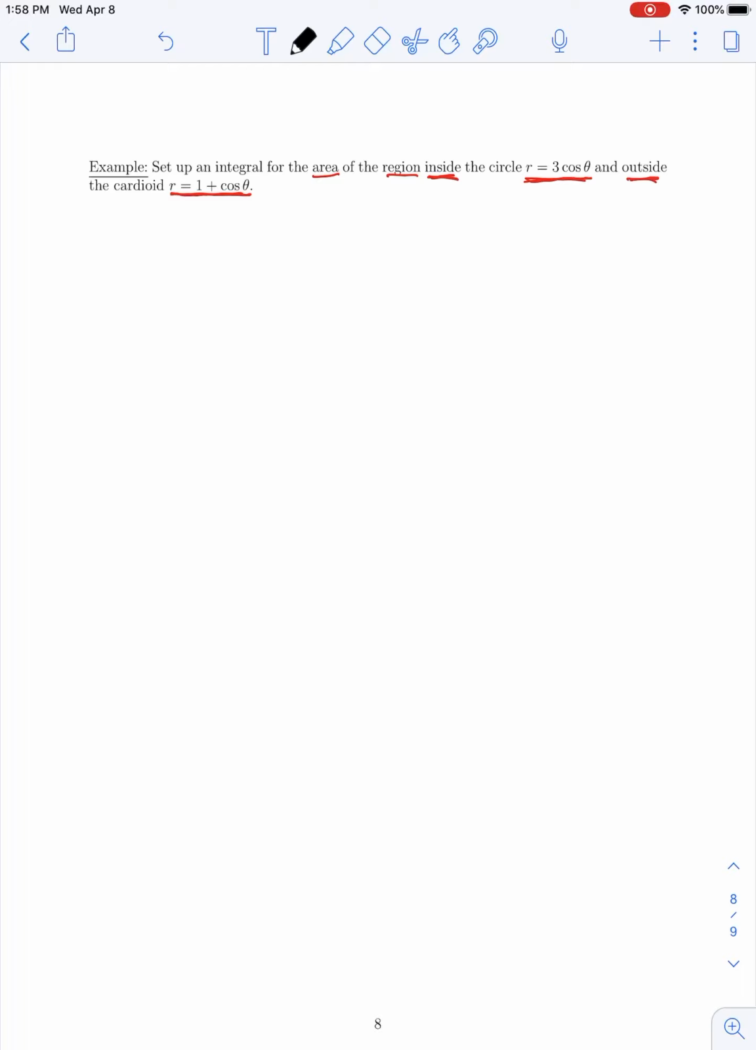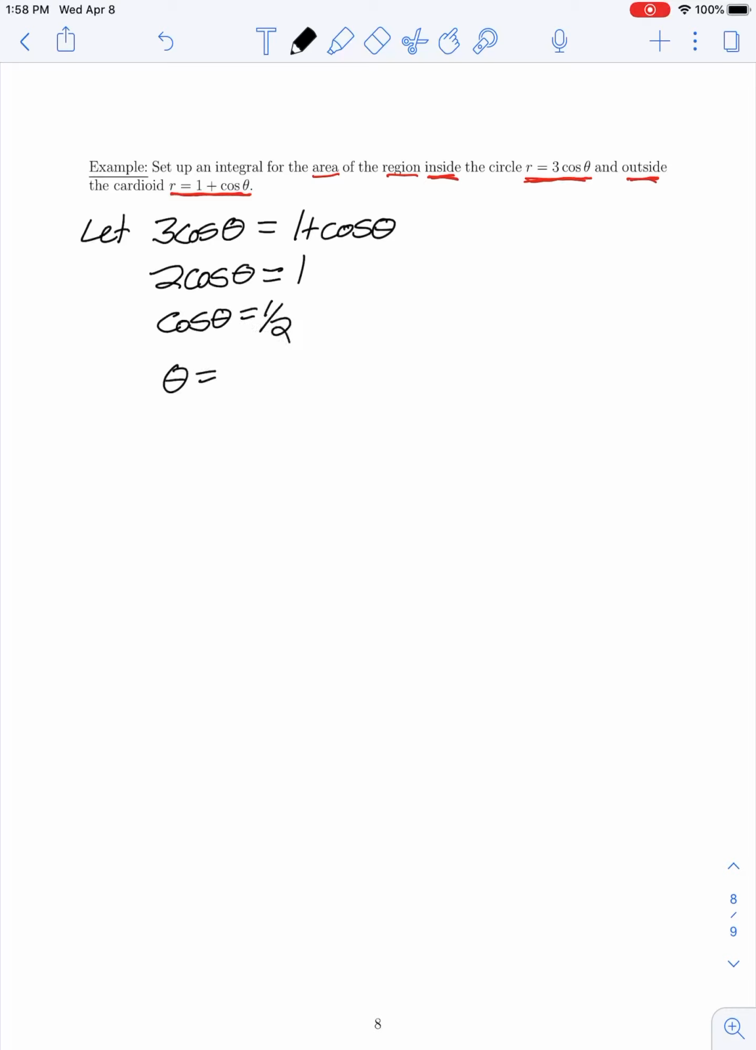So here, to find where these curves intersect, let's set these two functions equal to each other. We're going to let 3 cosine of theta equal 1 plus cosine of theta. So we find then that 2 cosine of theta is 1. So cosine of theta is then 1/2. So theta would then be given by plus or minus pi over 3.